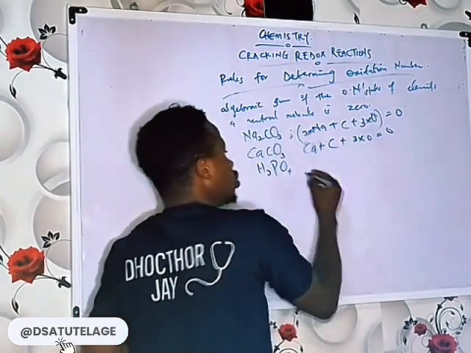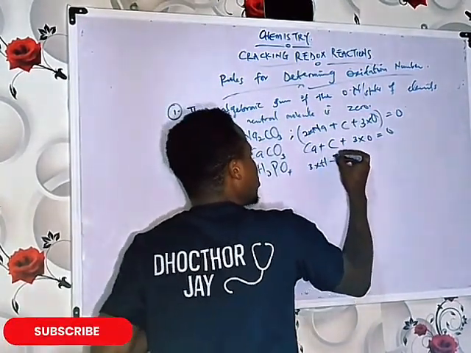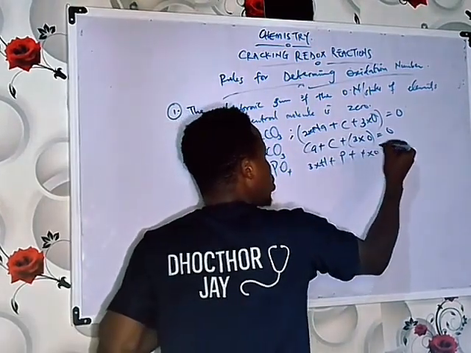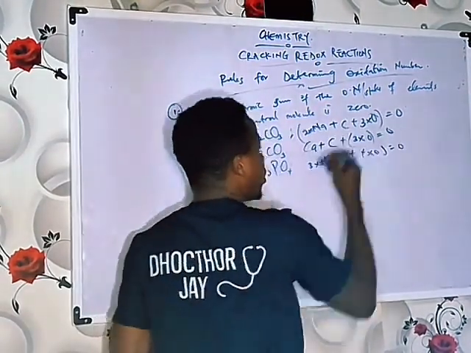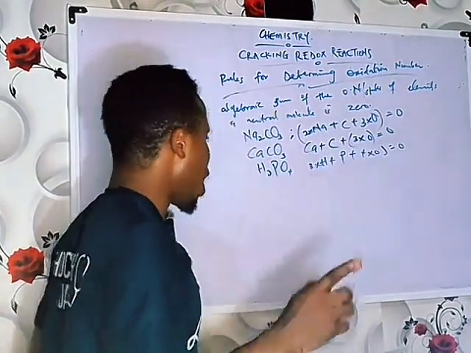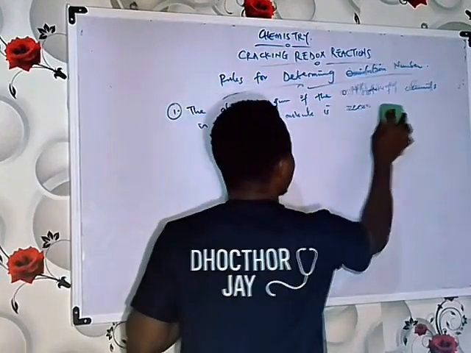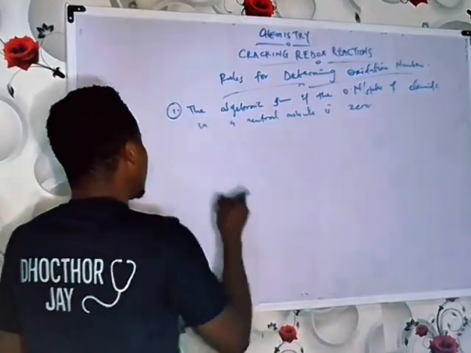All right, let's do it for these two. That's going to be 3 times H plus P plus 4 times O, all equal to 0. All right, so this is the first rule that you have in determining oxidation number. We're going to come back to this later. Now, what's the second rule?